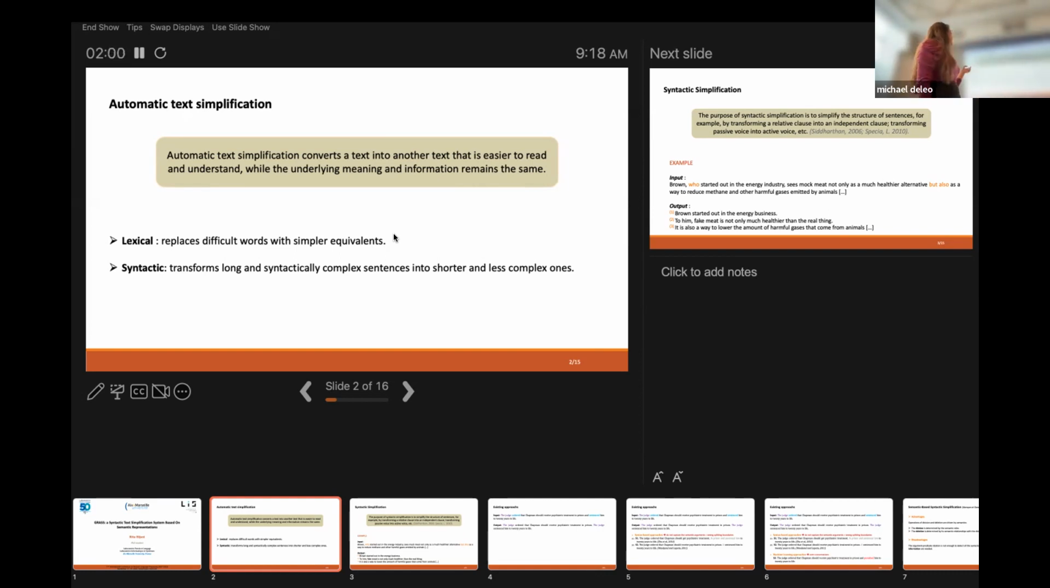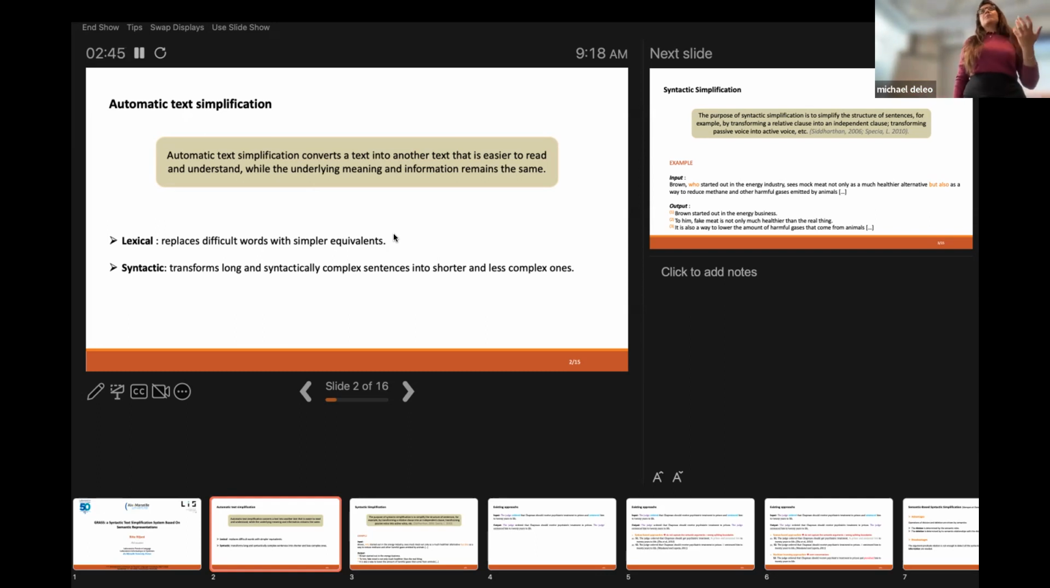And traditionally, two main tasks are used in text simplification. So we have lexical simplification. The main goal of lexical simplification is to recognize or detect the complex terms or complex words, and to replace these words with simpler equivalents. For example, the word metamorphosis will be transformed into a simpler word, that is transformation. So that is lexical simplification.